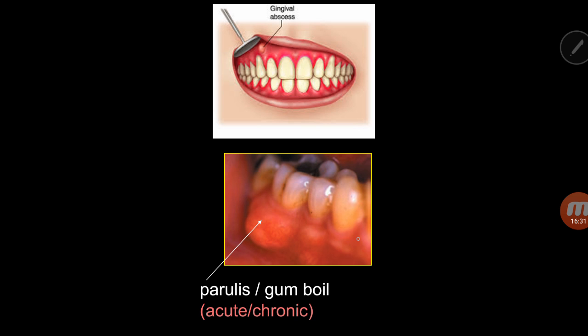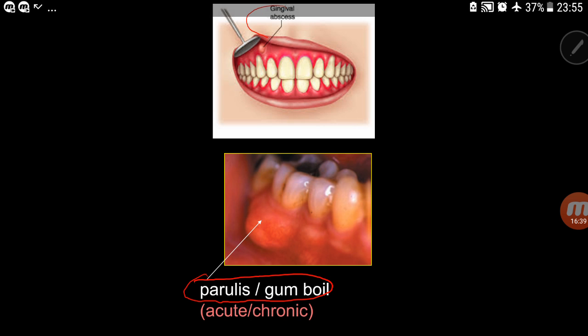This is one of the important diagram-based topics. A healing sinus tract is called a parulis, which can be called a gum boil, and it is different from a gingival abscess. They may look similar, but they are different. Okay.